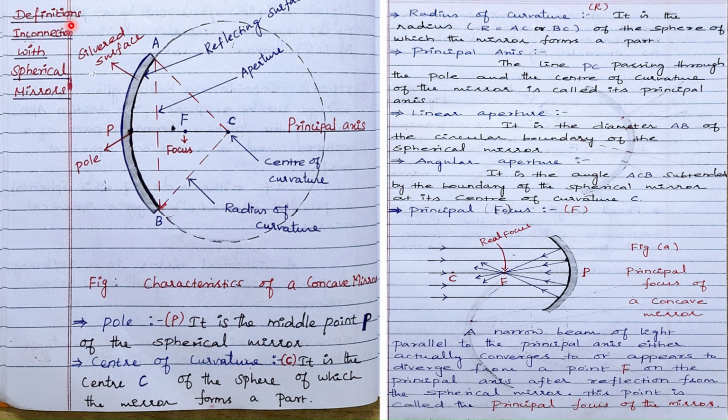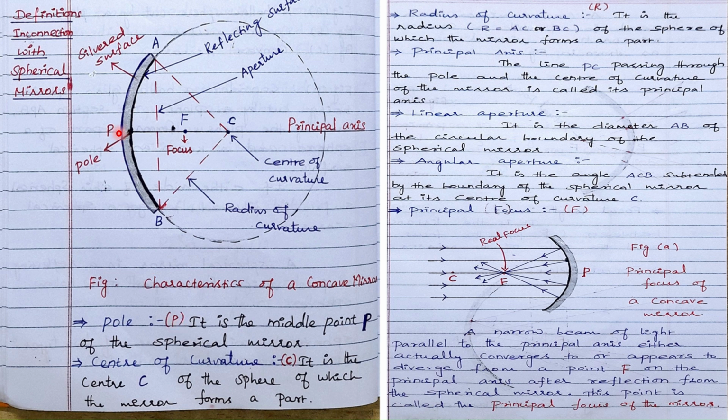Now we are going to discuss some of the definitions in connection with spherical mirrors. The figure explains the characteristics of a concave mirror. Already we know that: a concave mirror has its outer bulged surface silver coated, and the inner surface is used to reflect the light. So in this title we are going to discuss some of the notations we have to use and the characteristics of a concave mirror and also the convex mirror.